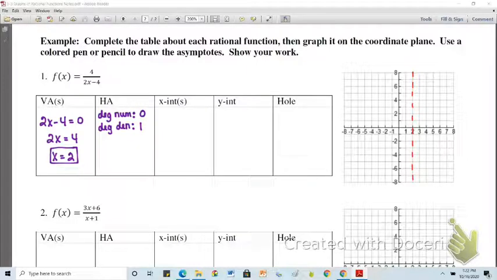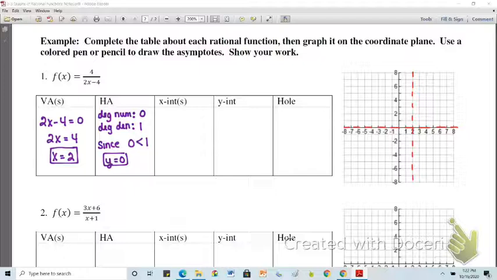Now I'm going to compare them. So I'm going to say since, how do I compare 0 to 1? 0 is less than 1. Since it's bigger on bottom, it's going to be y equals 0. Again, it is the equation of a line, so I need to make sure I put y equals 0. I'm going to make a horizontal red dotted line on y equals 0.